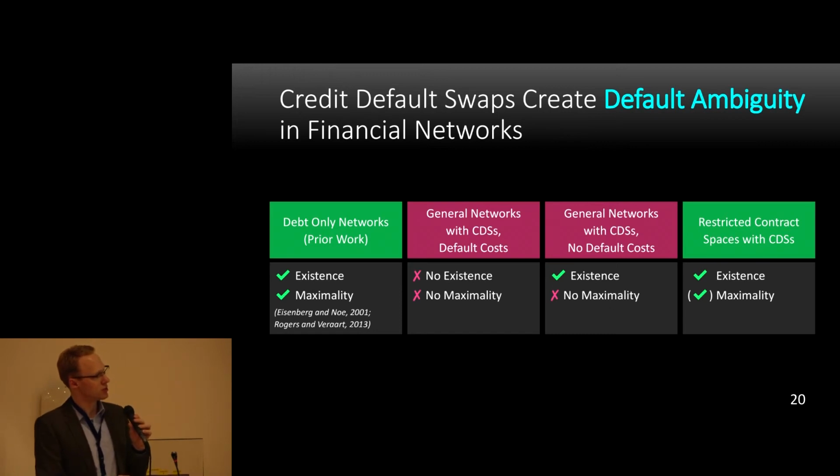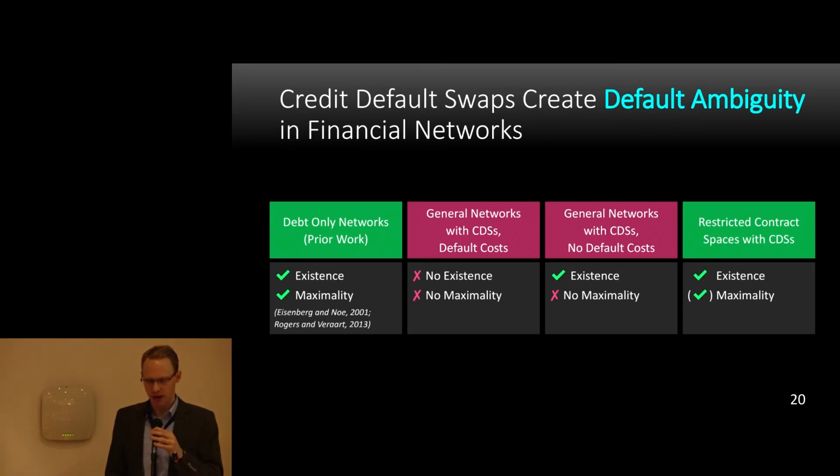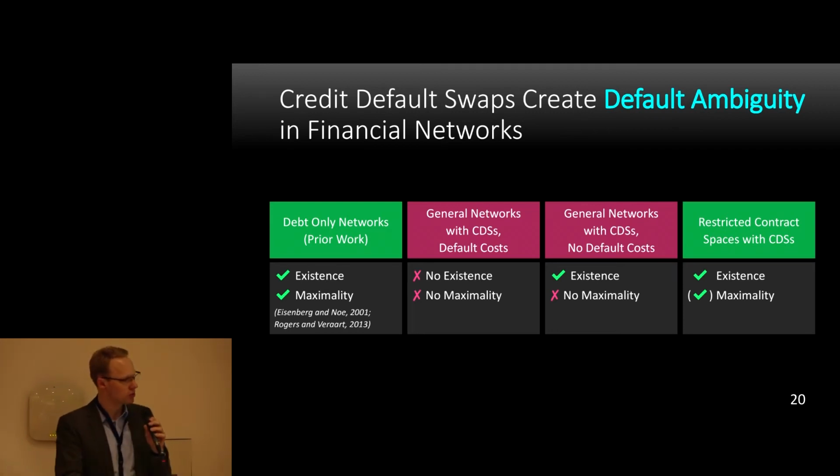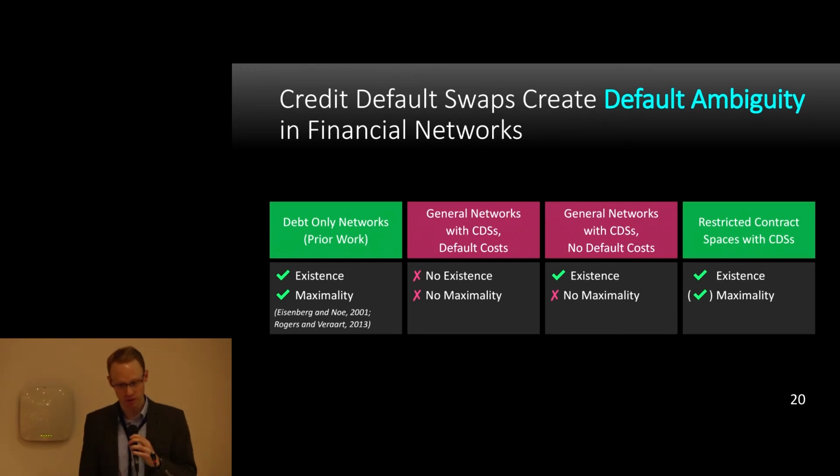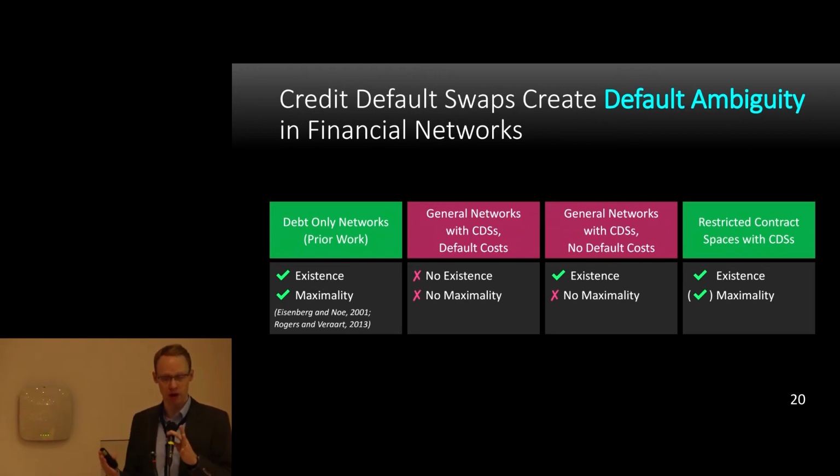So we just saw this. There's also a counterexample for maximality in case a solution exists. And so going back to the original question about complexity, this difference here seems to indicate to me that financial networks with derivatives are in some way more complex than those without.